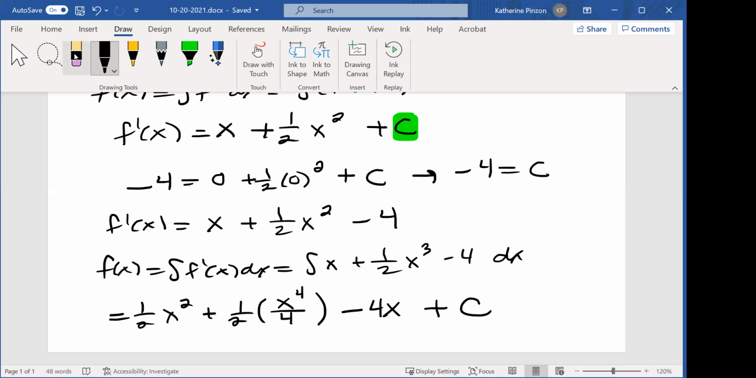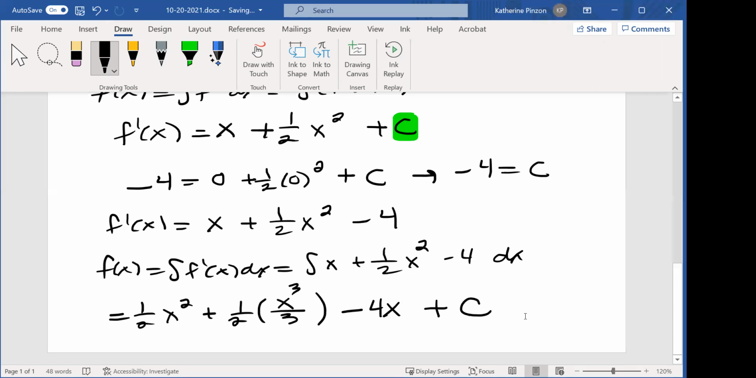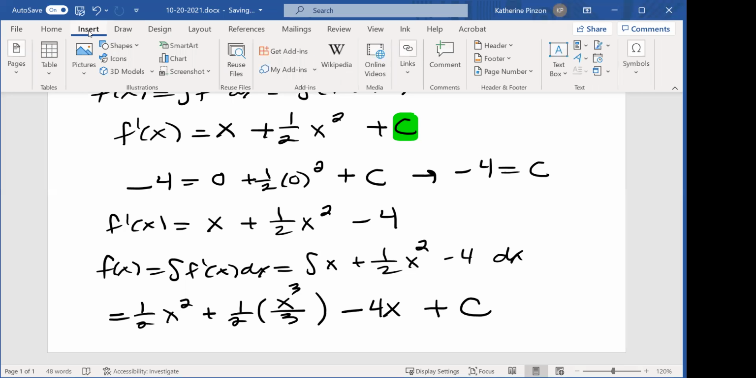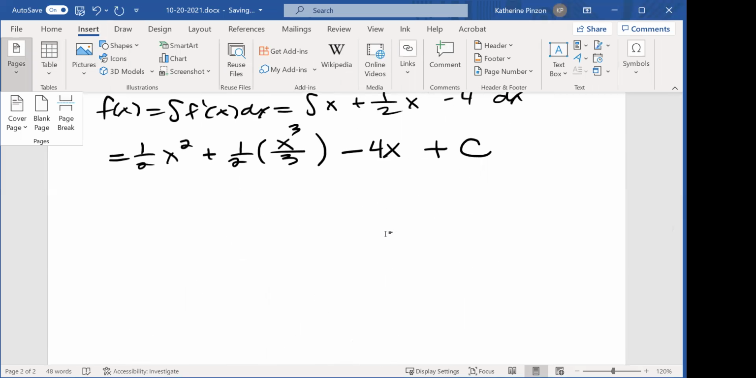Go back. I wrote down 3 instead of 2. So this is 2. These are 3s. Okay, now I need a new page. Let's see if I can do it. Insert pages, page break. It's fine.